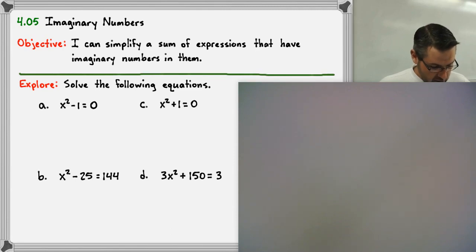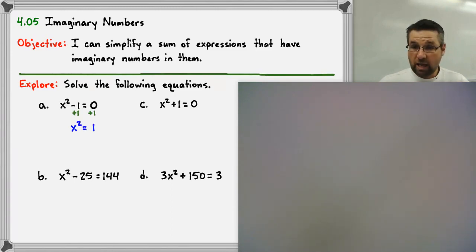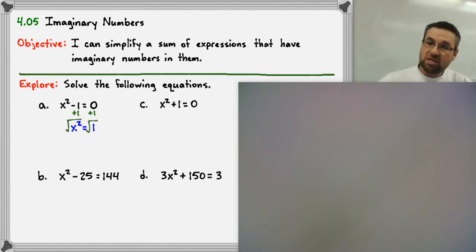So the first thing we're going to do here is add 1 to both sides. Remember, whatever you do to one side, you have to do to the other. So in this case, we get x squared equals 1. Well, how do we get rid of the squared? We get rid of the squared by square rooting, so we square root both sides. Well, what's the square root of 1? That's what we've been doing over the last few lessons, dealing with radicals. That's why we've been talking about it, because of these specific type of problems.